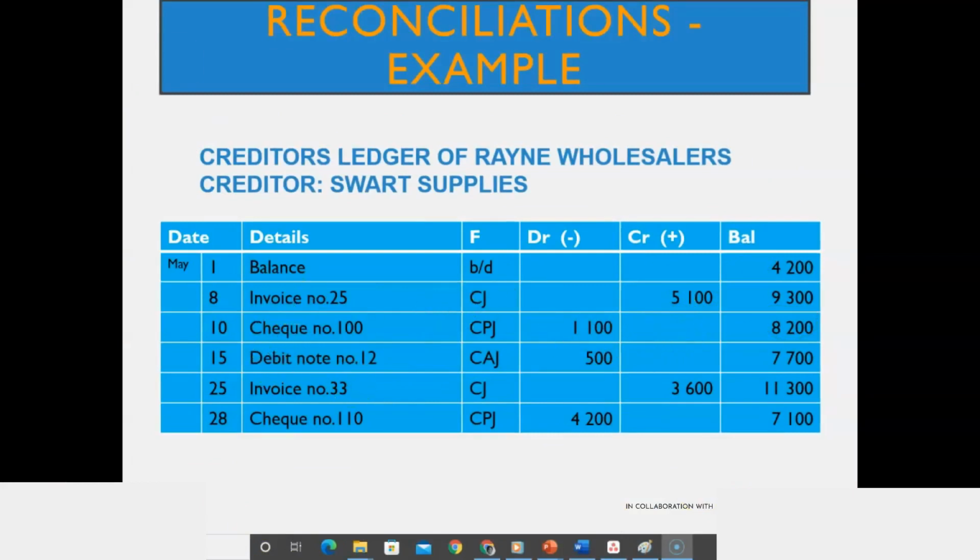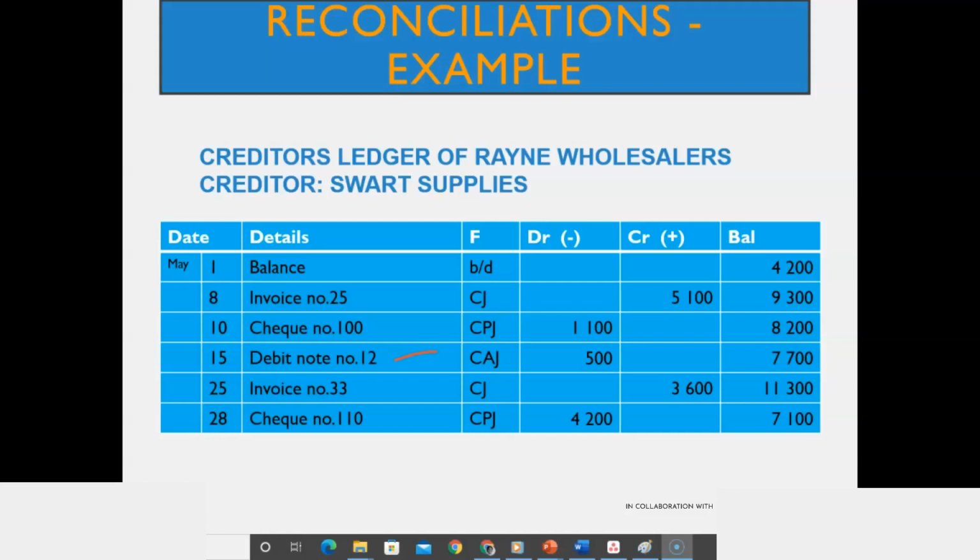Okay, so we are continuing. Now suddenly on the 15th something happened. There is debit note number 2. So CAJ means creditors allowances journal. So allowances, remember, these are the returns, the things that end up reducing our creditors.